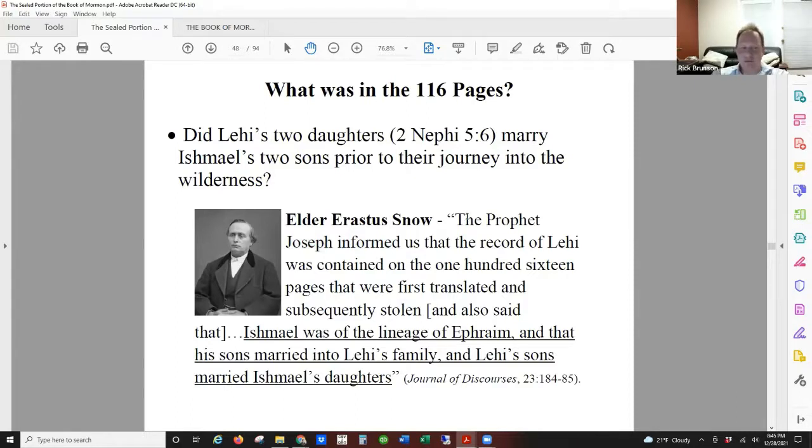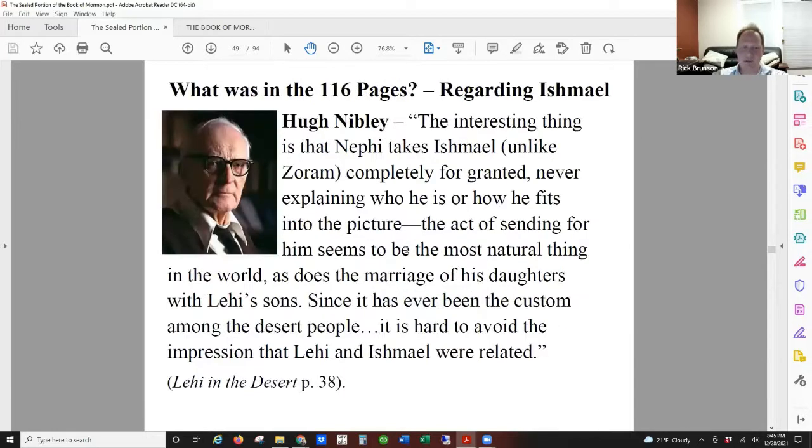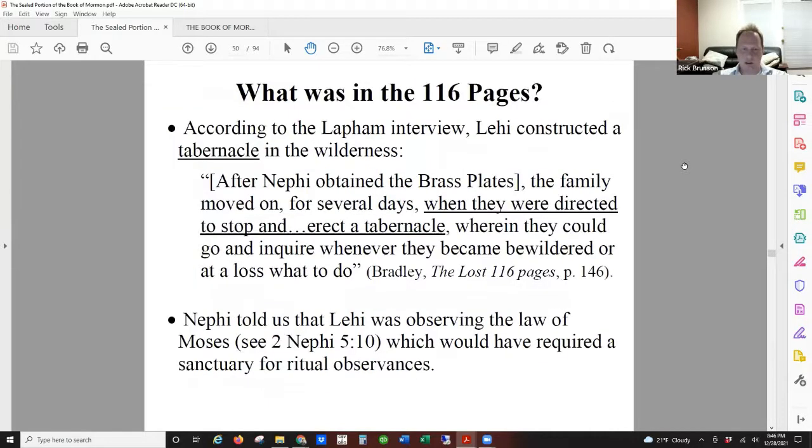Okay, so it is possible. We don't know for sure. I mean, this statement is kind of all we have. But if Ishmael's sons had married into Lehi's family prior to their journey and married some of Nephi's sisters, then it would have made sense. So Hugh Nibley kind of caught on to this and made a pretty informative guess here. He said, the interesting thing is that Nephi takes Ishmael, unlike Zoram, completely for granted, never explaining who he is or how he fits into the picture. The act of joining him seems to be the most natural thing in the world, as does the marriage of his daughters with Lehi's sons. Since it has ever been the custom among the desert people, it is hard to avoid the impression that Lehi and Ishmael were related. So, there's a possibility there.